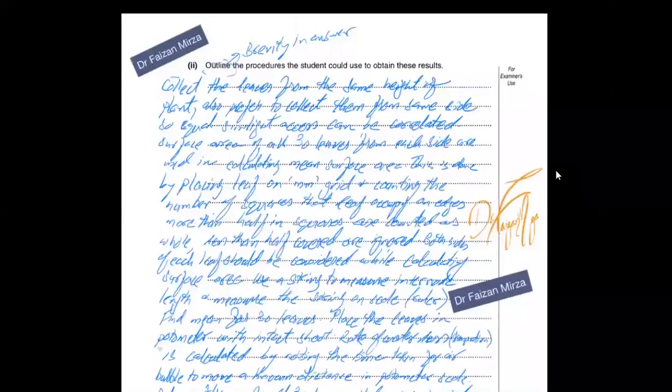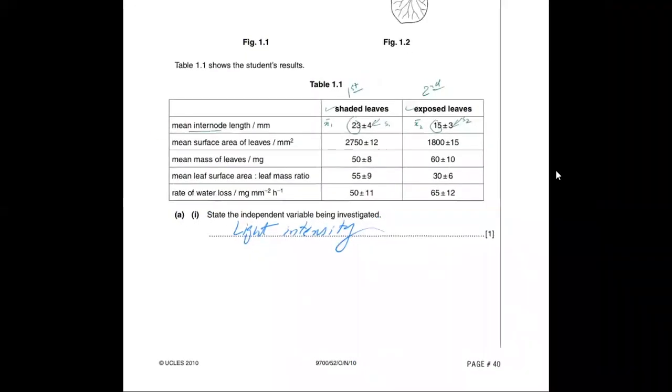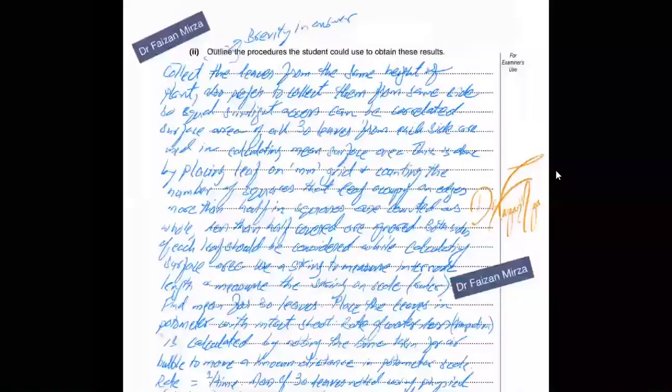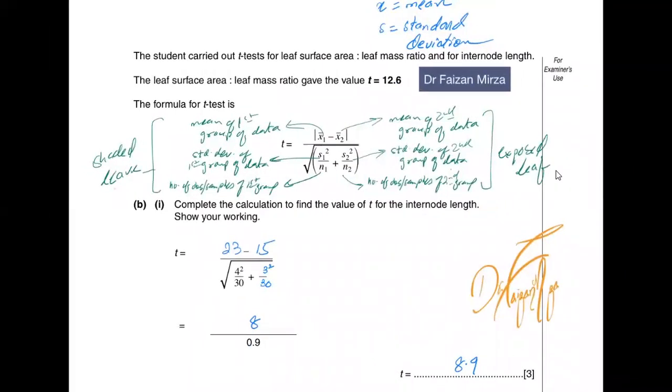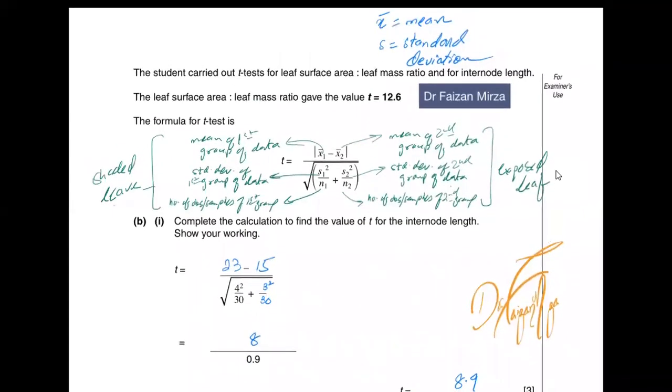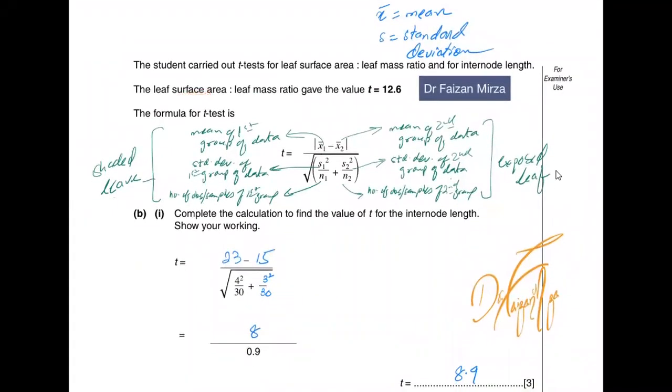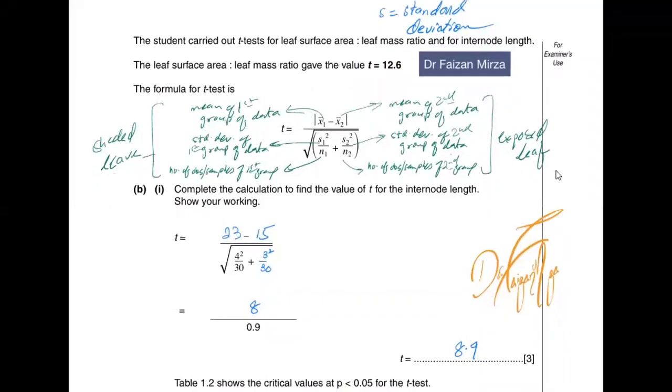So this pretty much covers all the content that was there in the table that the student could have used. Moving on, the student carried out a t-test for the leaf surface area to leaf mass ratio for the internode length. The leaf surface area to leaf mass ratio gave the result of T 12.6. So 12.6 is already given to you as a value of the internode length.